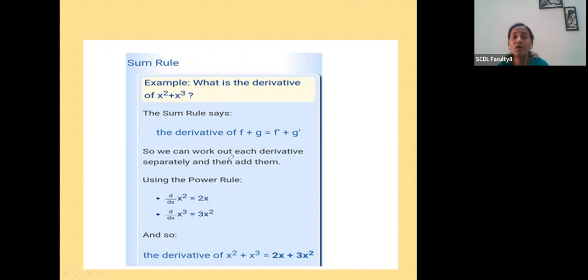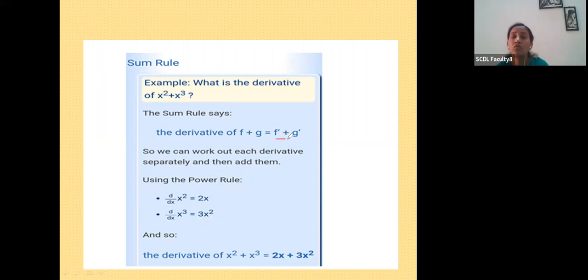So we can work out each derivative separately and then add them. First of all, take the derivative of x squared. Same rule: the derivative of x raised to n is n x raised to n minus 1. So we will get the answer 2x. Now the derivative of x cubed, we will get the answer 3x squared.